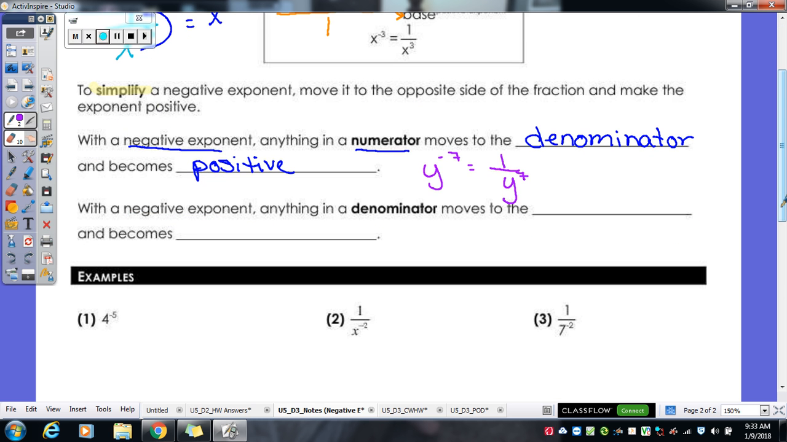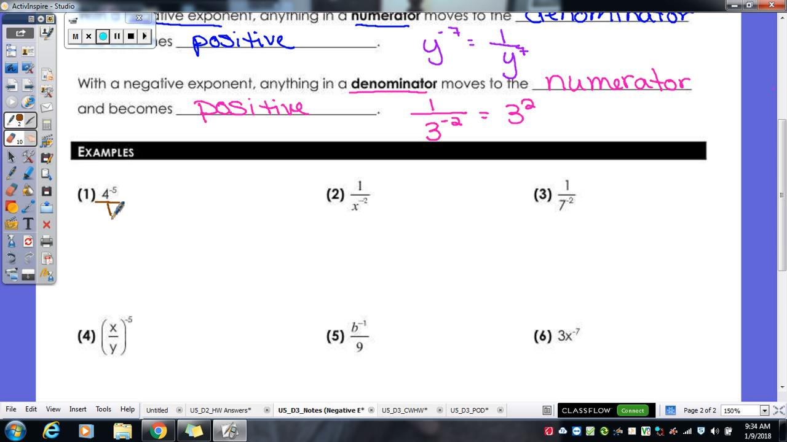And then it does go the other way, as I was saying. Anything with a negative exponent, if it's in your denominator, it moves to your numerator. And it becomes positive when it moves. So as an example of that, if I had 1 over 3 to the negative 2, that would become 3 to the positive 2. And then again, it would be over 1, but you don't have to write the over 1. So let's try some examples.